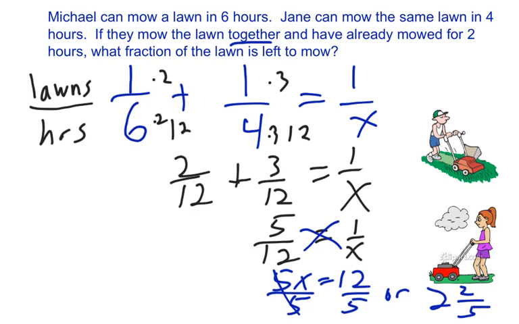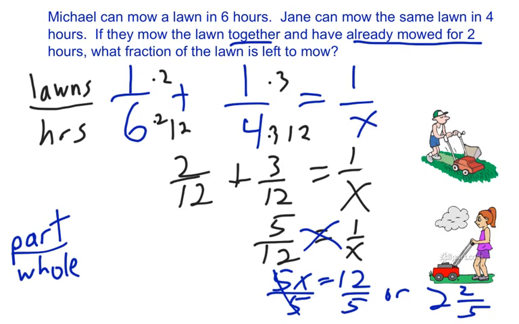All right. Now they've already mowed for 2 hours is what the question says. They've already mowed for 2 hours. So what fraction is left to mow? What fraction of the whole lawn, right? So we're doing a part-to-whole relationship here. Because it says what fraction of the lawn is left. So that's part over whole.